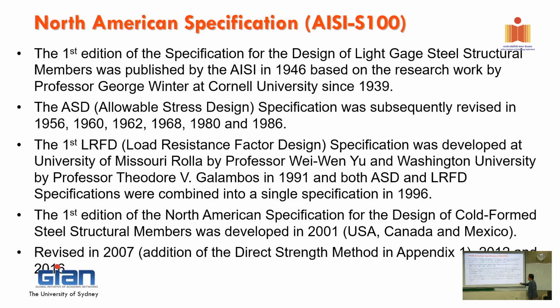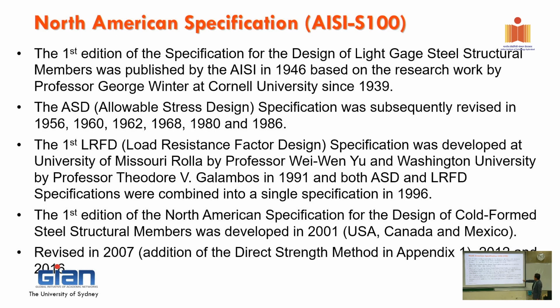It was then revised in 2007, where for the first time Professor Ben Schafer and Professor Teoman Peköz, who is a student of Professor Winter, introduced the direct strength method in Appendix 1. So 2007 officially started it, but they put it in the appendix, not in the main specification. In the main specification, we still use the effective width method.